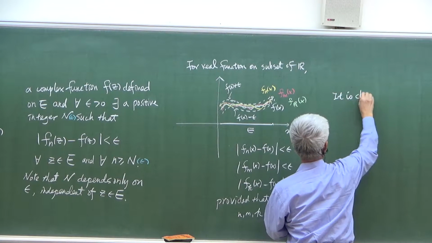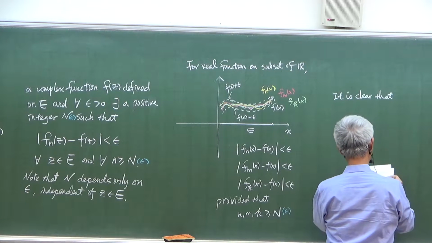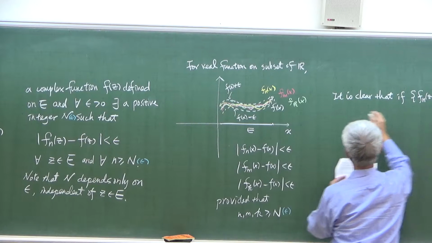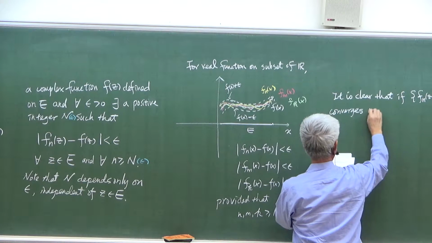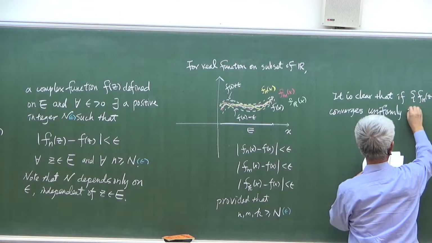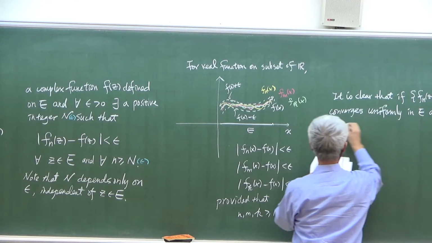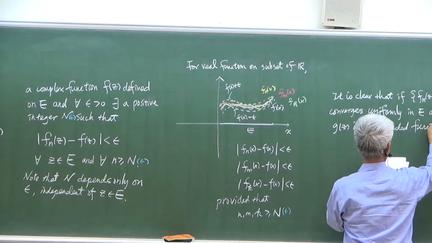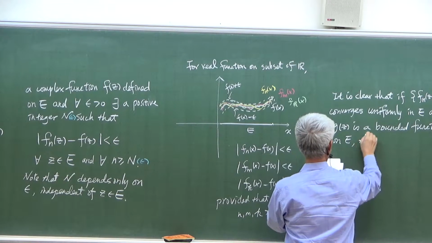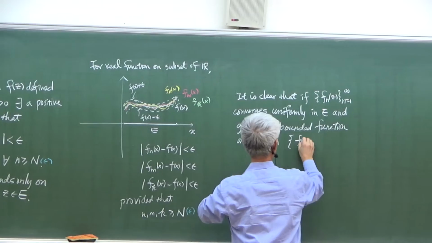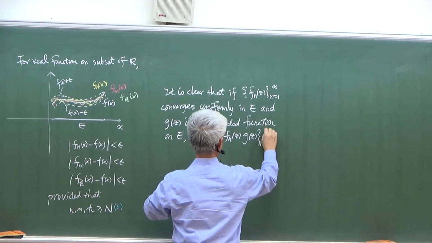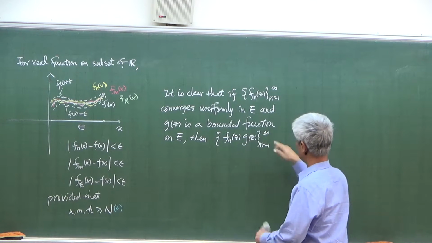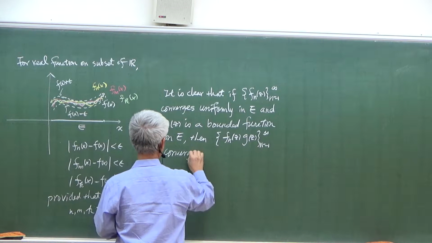Now, it is clear that if f_n converges uniformly and g(z) is a bounded function on E, then the new sequence f_n(z) times g(z), where you multiply each function f_n by the bounded function g(z), also converges uniformly.